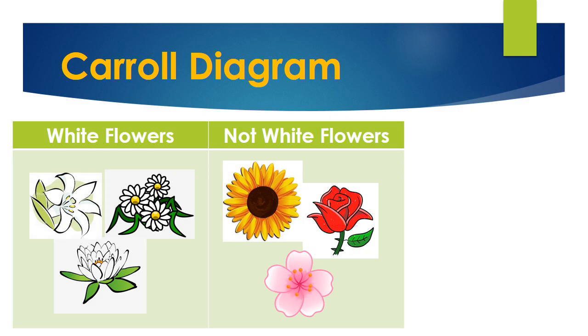For our Carroll diagram, if you're going to observe, we have the white flowers and we have the not white flowers, or the flowers that are not color white. It means that the first set of flowers have the same color, which is white, while the second group are the flowers that are not white in color.